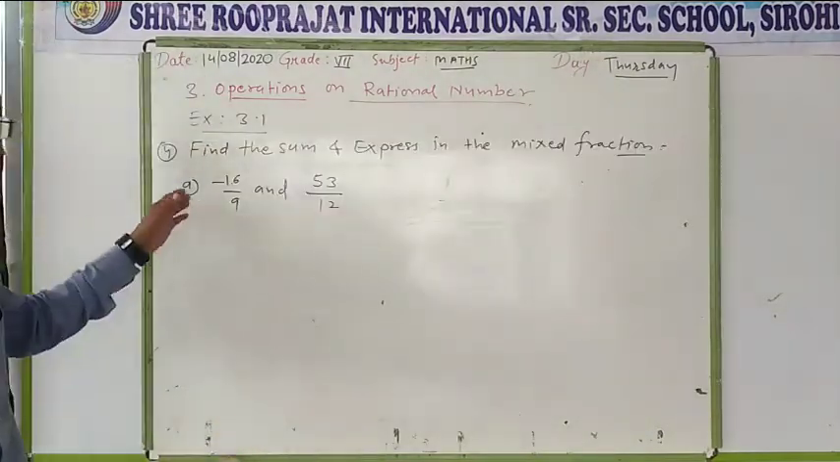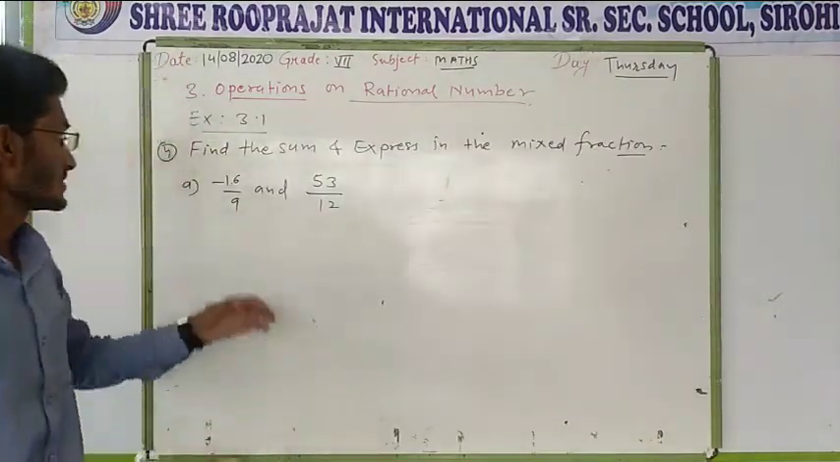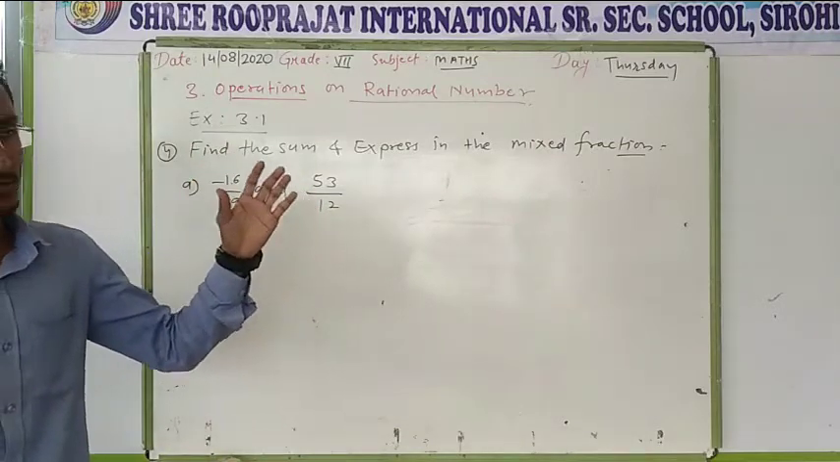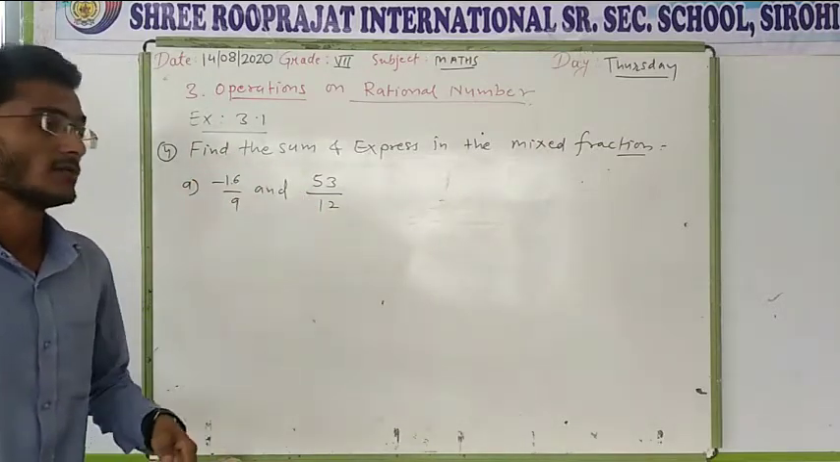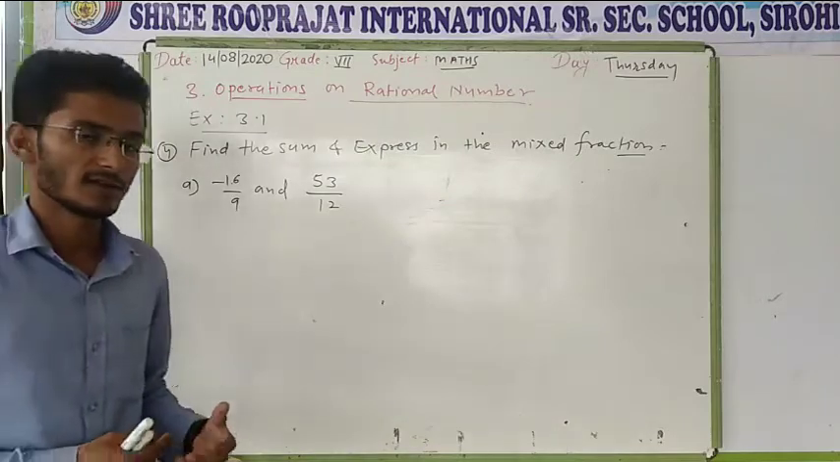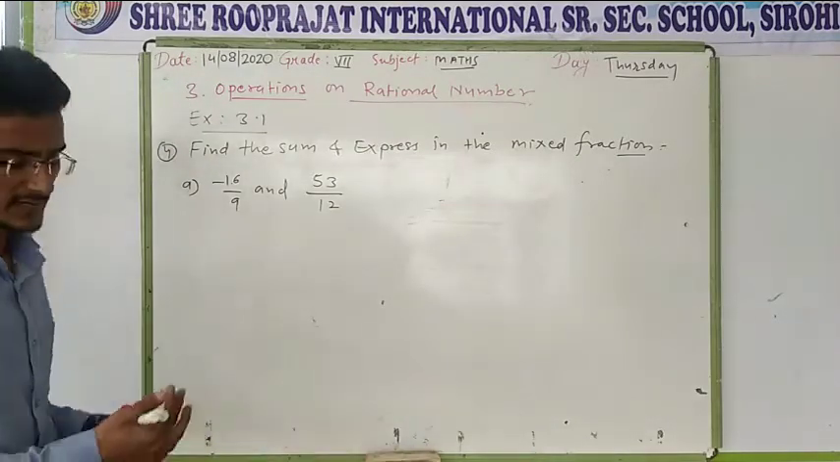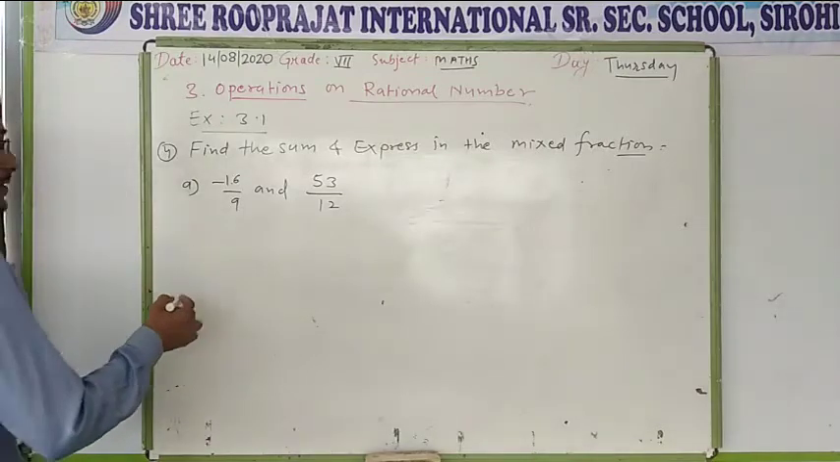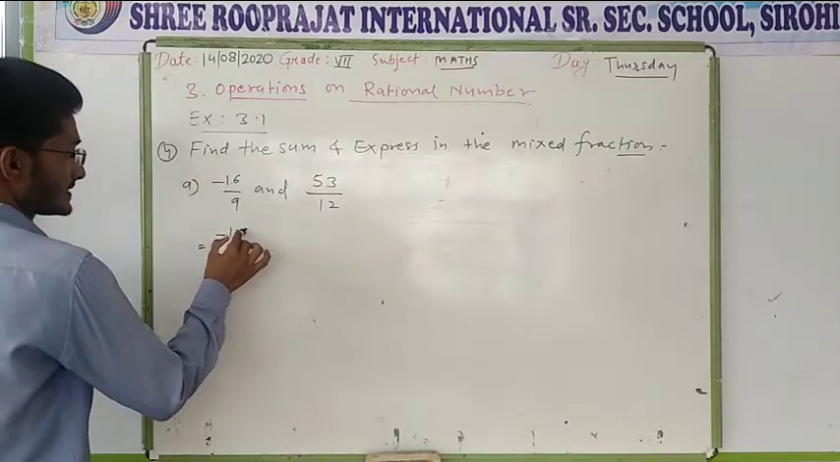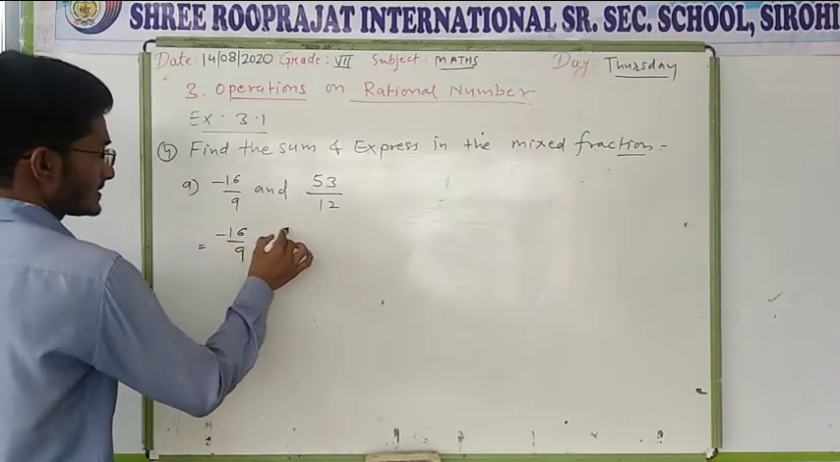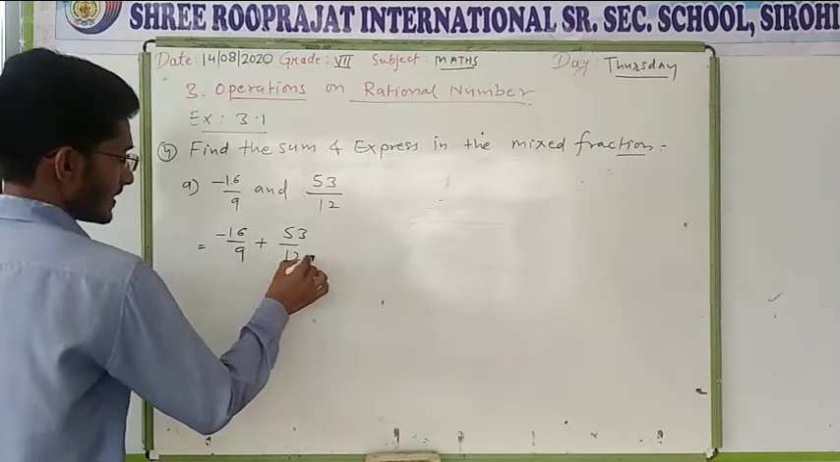So your final answer is minus 21 by 8. Okay. So the first question of the fourth one. The question is find the sum. First of all, you add both the numbers and then express into a mixed fraction. You will get a numerator and denominator, that means you have to change into a mixed fraction. So minus 16 by 9 plus 53 by 12.